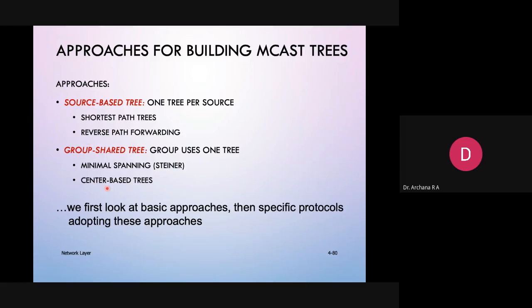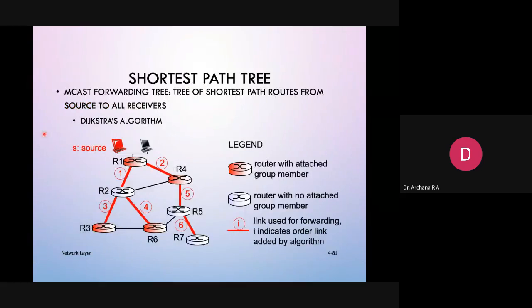The other one is the group shared tree. Usually a group uses 1 tree, at least a minimum of 1 tree will be there, which will be shared. The minimal spanning tree and the center-based trees are examples of how we can construct the group shared tree. Now the shortest path tree. How can we construct the shortest path tree?